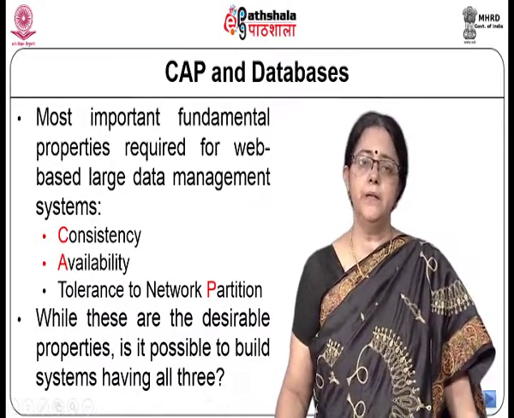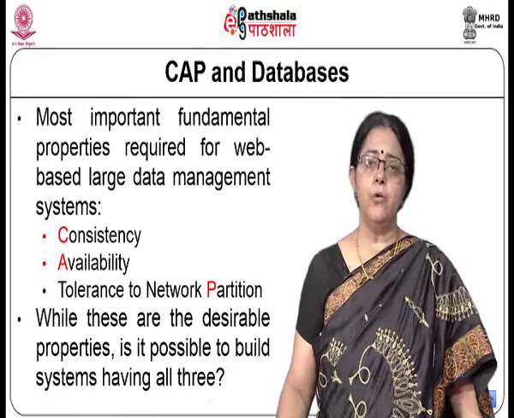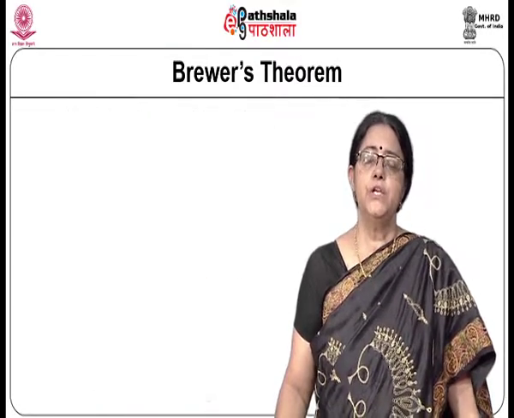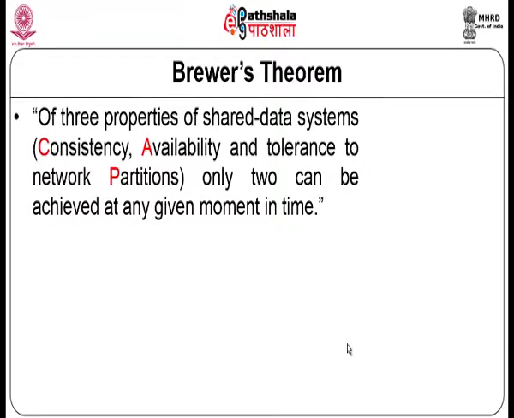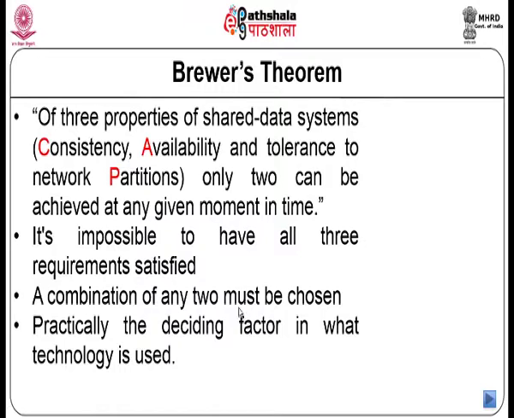While these are desirable, is it possible to develop database systems which allow all the three properties? So, here comes Brewer's theorem. The theorem says that of the three properties of shared data systems, consistency, availability and tolerance to network partitions, only two can be achieved at any given point in time. So, all three cannot be achieved, it is not possible. Brewer's theorem says that it is not possible to achieve all three. So, any combination of two of these properties must be chosen.